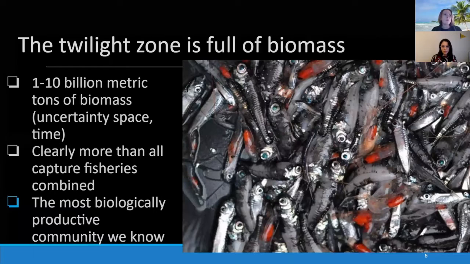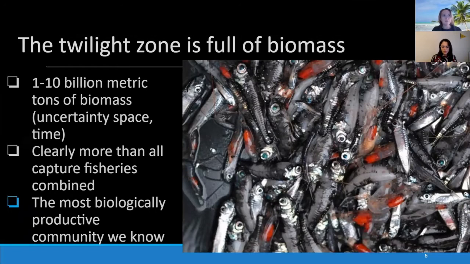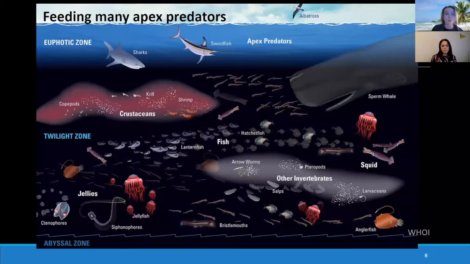There's anywhere from around 1 to 10 billion metric tons of biomass. Now, what does that mean? There's also a lot of uncertainty in that estimate, but what I can say is even for the low end, that is more than all capture fisheries combined. So even if we were around 1 billion metric tons, it's still more than all capture fisheries combined. And it's also the most biologically productive community that we know about.